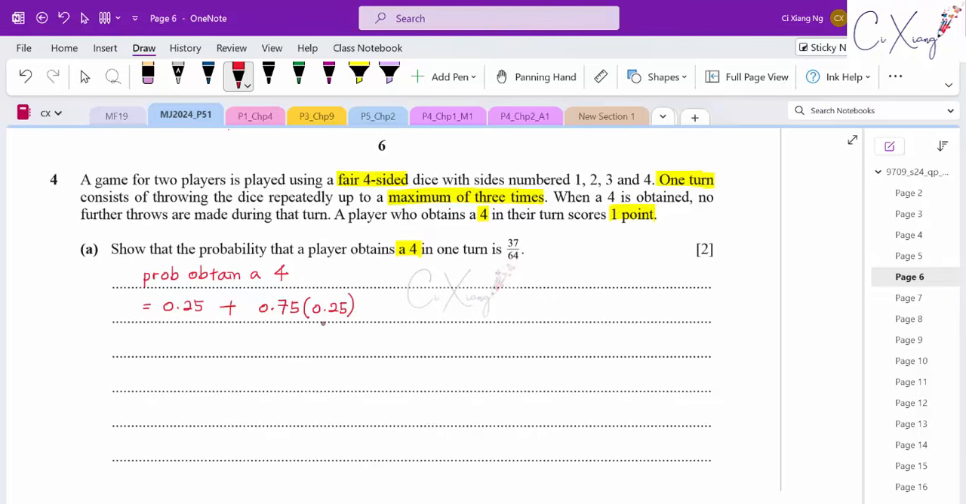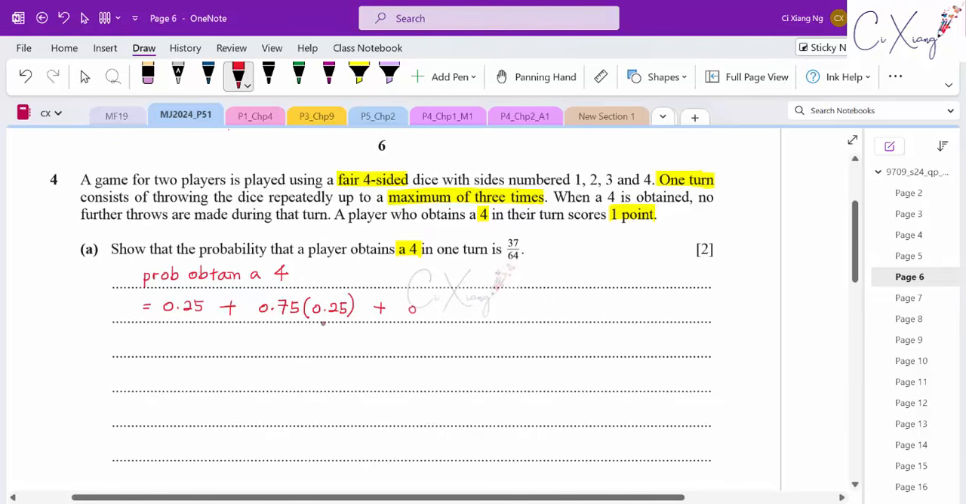And after that, we also have the third case where when you throw it for the first time, you didn't get a 4. When you throw it for the second time, you also didn't get a 4. But when you throw it for the third time, you get a 4. Okay, so that's the third case that we have.